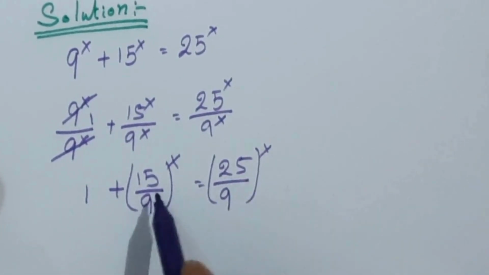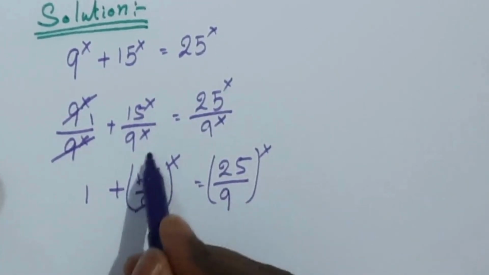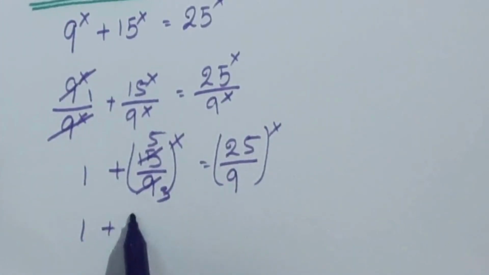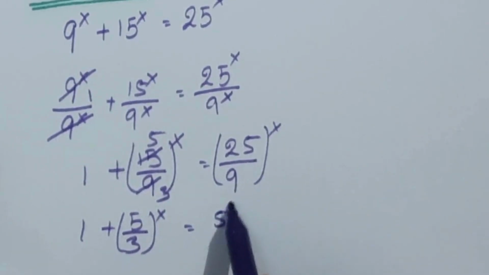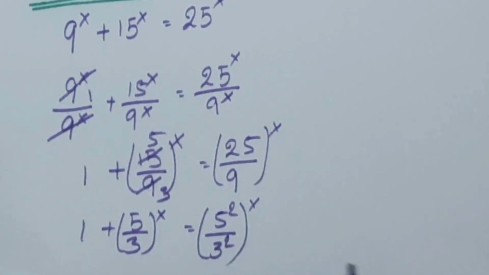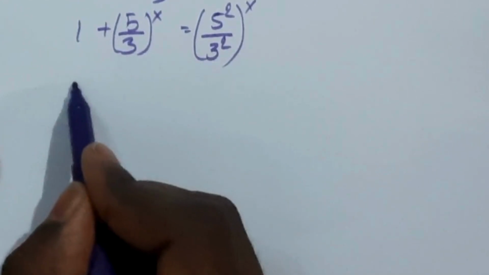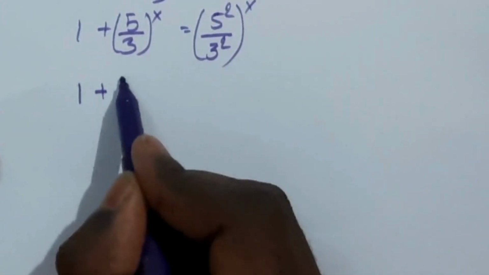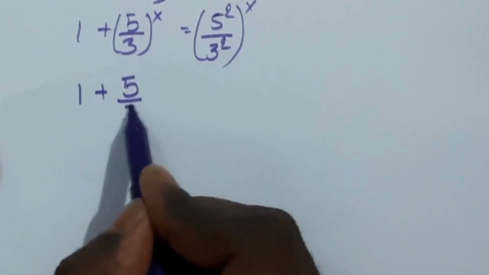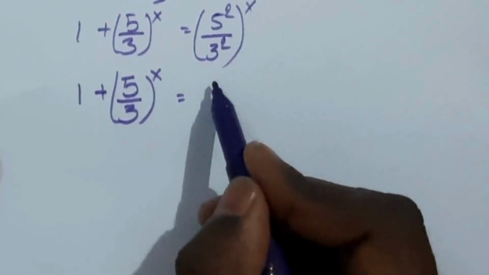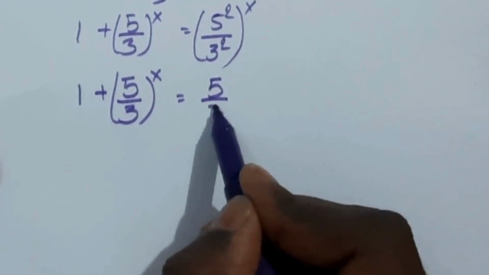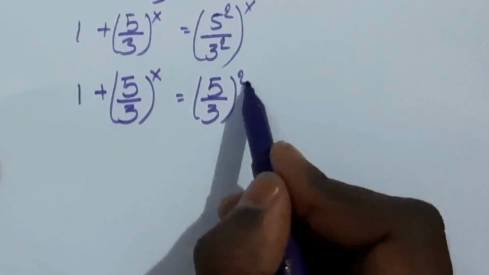Now this can be simplified. This is 3, here it is 5. 1 plus (5/3) whole power x equal to 25 can be written as 5 square by 3 square, whole power x. 1 plus (5/3) whole power x equal to, this can be written as (5/3) whole power 2, whole power x.